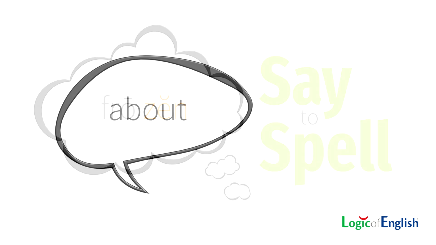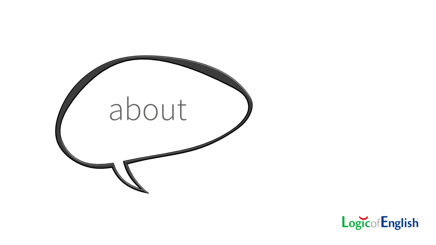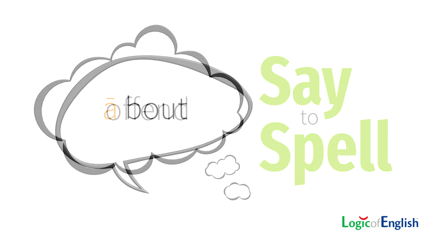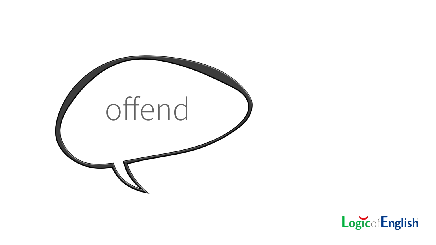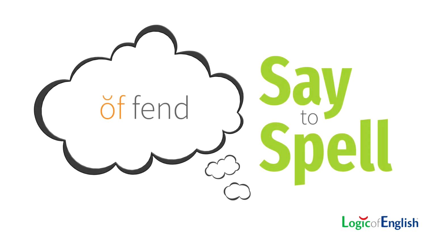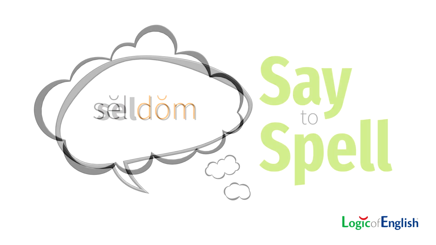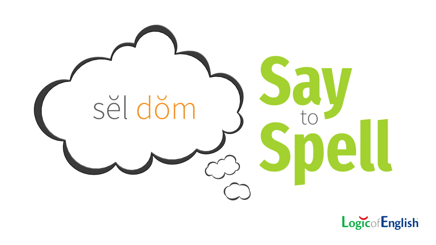Okay? How about about? Which syllable is stressed? Bout. Which one is unstressed? So what will we say to spell about? "A-bout." Does that make sense? Okay. How about offend? Which syllable is stressed? Fend. What will we say to spell offend? "Off-fend." Seldom. Which syllable is stressed? Sell. What will we say to spell seldom? "Sel-dom." So we'll clearly articulate it.